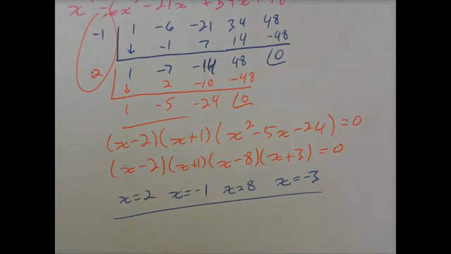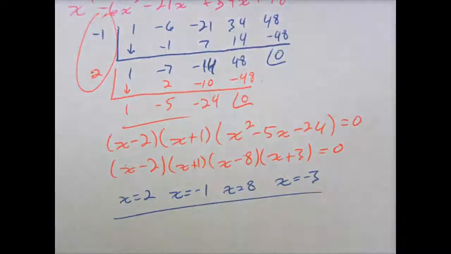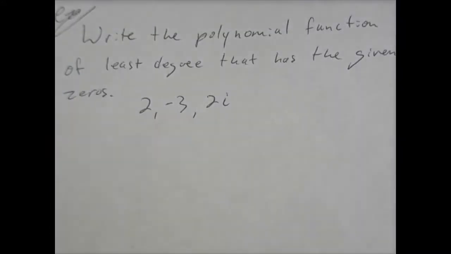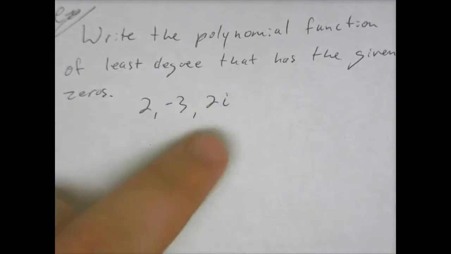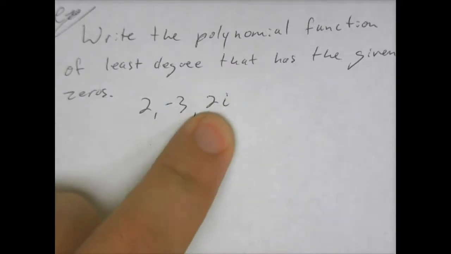There would be your solutions. Yay! Okay, this one is just like one that you saw in 2.2, right? The polynomial function of least degree that has the given zeros. We're given zeros. We know that we can put them in factor form. The only thing that's different about this one is that we have an i.